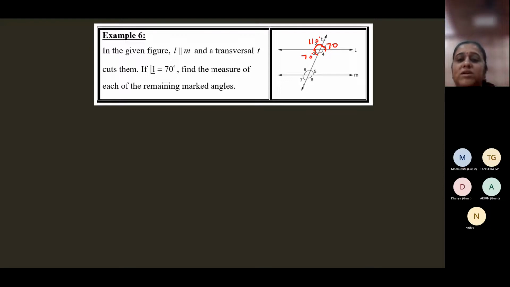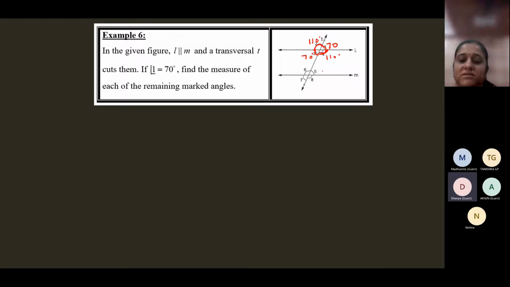Then if 2 is 110, what is the measure of angle 4? 110 degrees. Vertically opposite angles are equal. So now we found 1, 2, 3, 4. Now using this, you can find the other angles. Now tell me, what's the measure of angle 5? 70 degrees, ma'am.